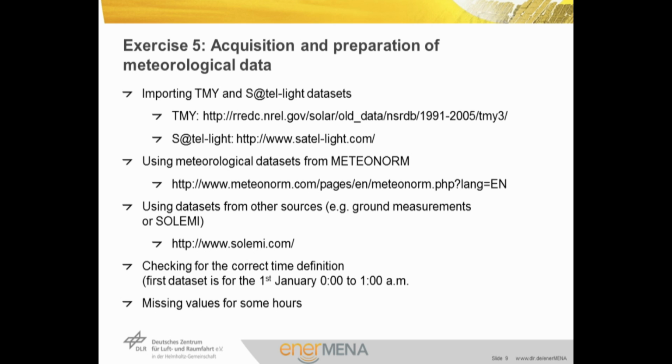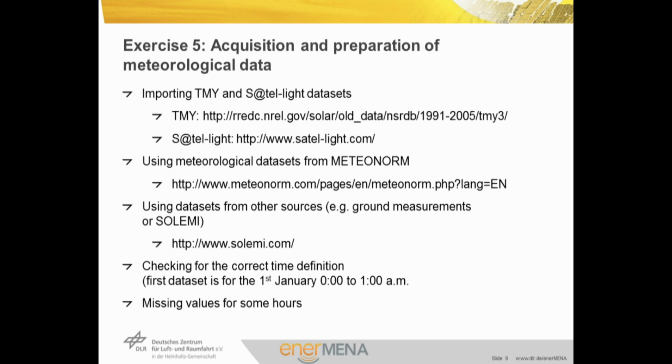For many sites in the US, there are typical meteorological years available from the web for free. For European sites, there is a website called Satel-Light, and there you can also get a couple of data sets for European sites. Another option is to use meteorological data sets from Meteonorm. This is software which you can get from the supplier for about 500 or 600 euros.